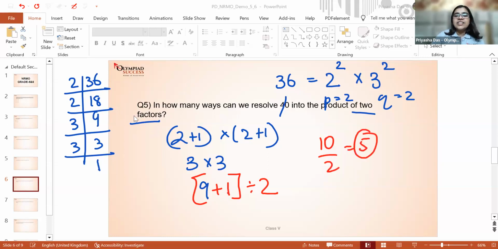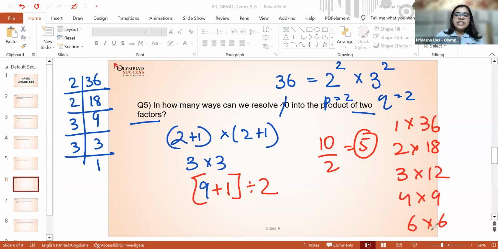If you want to check that, check it like this. 1 into 36, 2 into 18, 3 into 12, 4 into 9, and 6 into 6. 5 ways. Awesome. Very, very nice. Now, in this process, can you tell me which pair is co-prime?